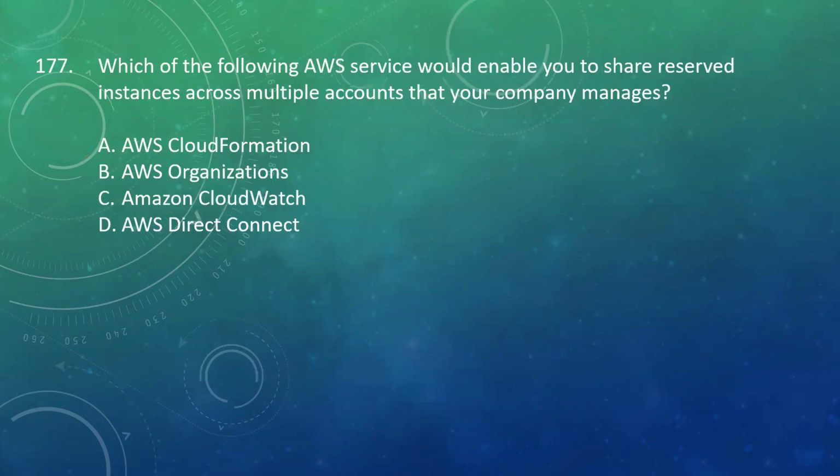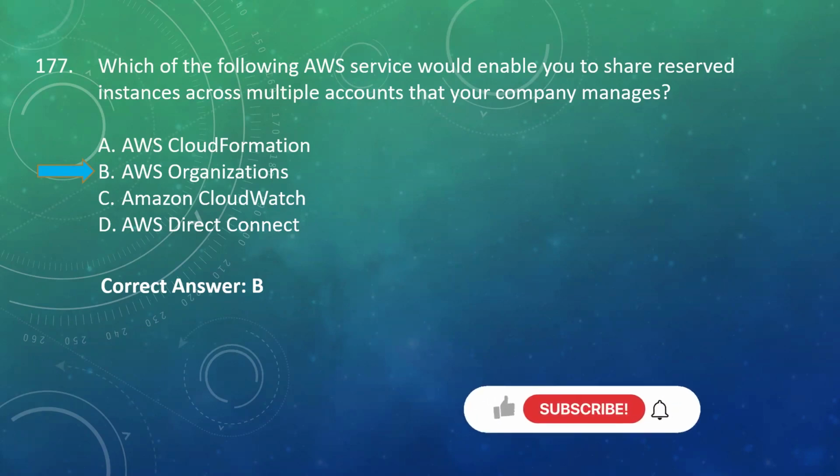Let's look at question number 177. Which of the following AWS services would enable you to share reserved instances across multiple accounts that your company manages? Your options are AWS CloudFormation, AWS Organizations, Amazon CloudWatch, AWS Direct Connect. And the correct answer here is AWS Organizations, which is a service that helps you centrally manage and govern multiple AWS accounts within your organization. It allows you to create groups of accounts and apply policy to these groups. One of the features provided by AWS Organizations is the ability to share reserved instances between member accounts in an organization.